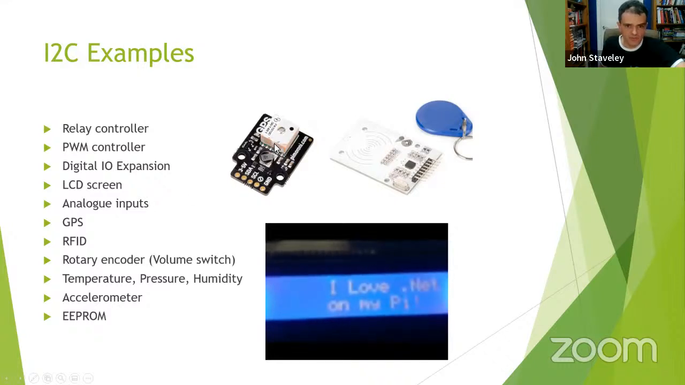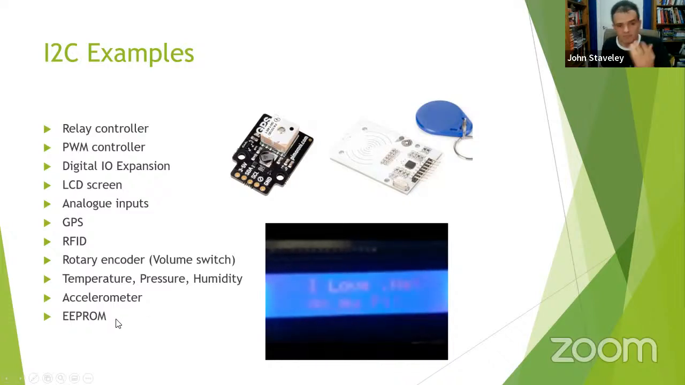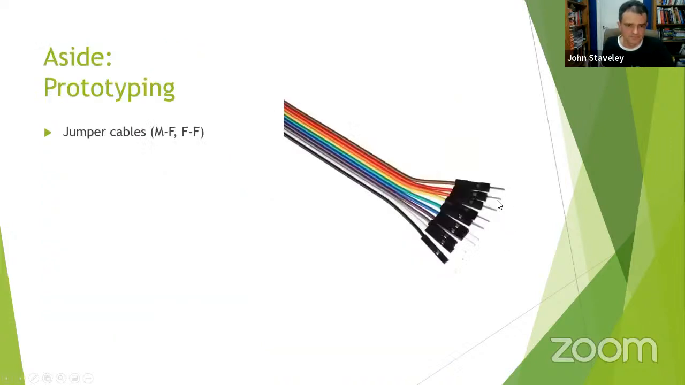It's the GPS module, so if you want to know where you are in the world. RFID tags, so you can program tags and then get this device to respond to different inputs. A rotary encoder, which is basically a volume switch, a temperature, pressure, humidity sensor, which I've got set up on the board. Accelerometers, memory cards, yeah, you name it, the list goes on and on.